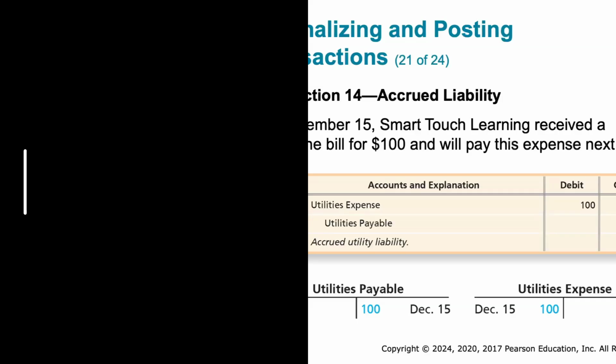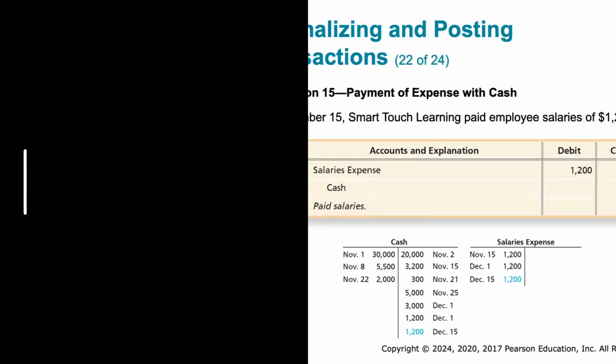Move down to our ledger. Utilities payable gets a credit. Utilities expense gets a debit. Now, on transaction 15, payment of expense with cash. On December 15th, Smart Touch Learning paid employee salary of $1,200. Another payment, right? Salary expense going to be our debit. Cash went down, right? So we have these two accounts, salary expense and cash, right? We paid employees, so that salary expense goes up. It increases by $1,200. That is a debit. Cash goes down. It decreases with a credit, $1,200 paid salaries.